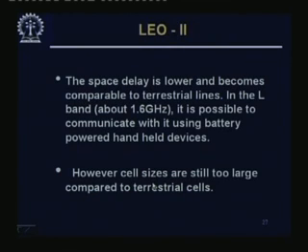Now, here as I mentioned, the space delay is lower and becomes comparable to terrestrial lines in the L band. It is possible to communicate with it using battery powered handheld devices. However, cell sizes are still too large compared to terrestrial cells.